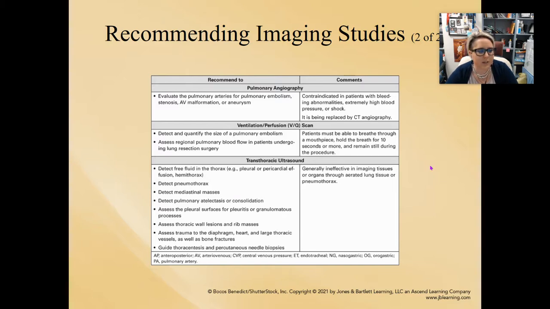A VQ scan, so it's ventilation perfusion. Remember, it's going to tell us about ventilation perfusion. It's to detect and quantify the size of pulmonary embolism. It assesses regional pulmonary blood flow in patients undergoing lung resection surgery. Okay, so lung resection, it's going to be good for that, as patients must be able to breathe through a mouthpiece, hold the breath for 10 seconds or more, and remain still during this procedure.